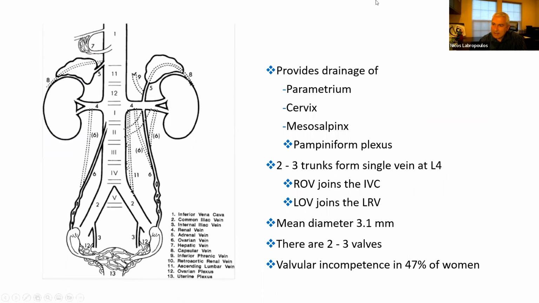Now going to the ovarian veins, we know there is one main ovarian vein on the left that goes to the kidney, to the renal vein, and the right goes to the vena cava, right? There are usually 2 to 3 veins or even more at L4 and below. The veins have 2 to 3 valves, so the ovarian veins do have valves and direct the blood from the pelvis to the heart. And the diameter is usually 2 to 4 millimeters.